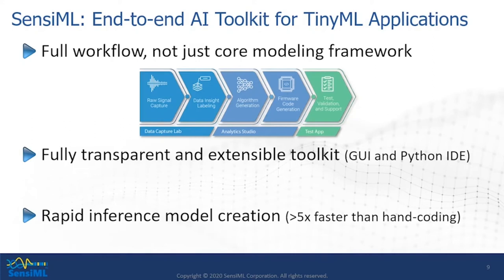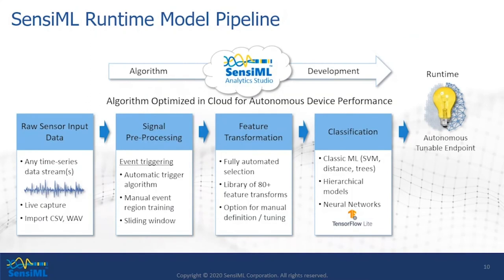The resulting TinyML algorithm generated by the toolkit consists of a runtime data processing pipeline optimized for code size and efficiency. Starting with an input buffer for collection of one or more channels of raw streaming sensor data, the sensor stream is then pre-processed through a chosen set of available transforms selected by the engine as best suited for filtering and triggering segments for feature transformation and classification. The feature transform process, determined by the Analytics Studio, uses configurable search methods to arrive at an ideal set of features from amongst a library of 80-plus feature transforms. The resulting input vector, as fed to the classifier stage, allows for the simplest classifier to be chosen from amongst the many supported, ranging from a simple support vector machine to trees, hierarchical, up through neural networks as provided by TensorFlow Lite, which is fully integrated into the SensiML workflow.